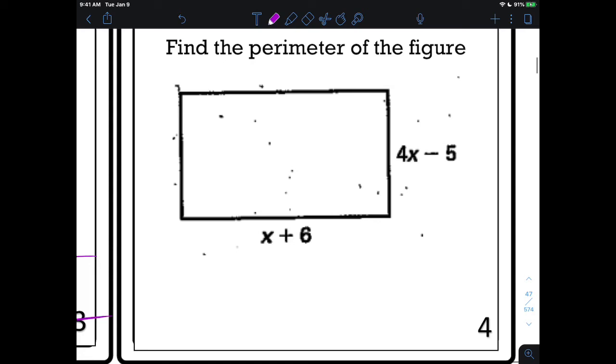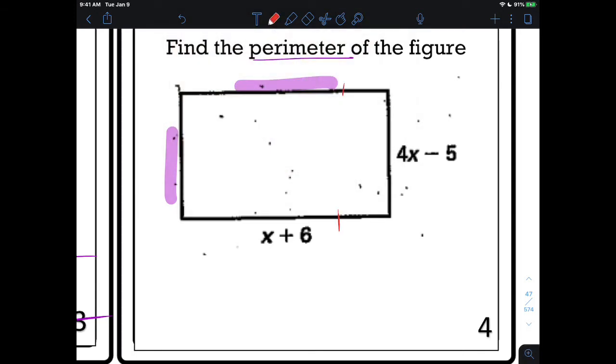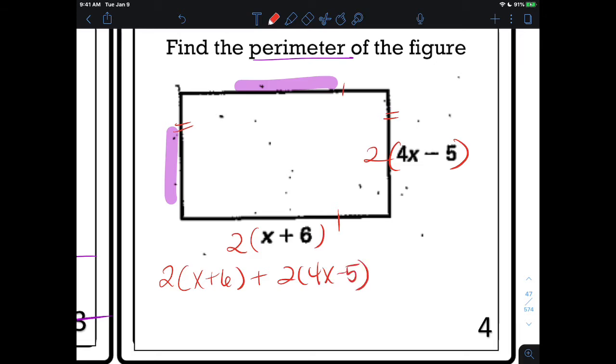So, find the perimeter of the figure, perimeter. Now, the interesting thing about this is they neglected to put in the ones that are here. And because they are complete opposites of each other, and this is a rectangle, I can assume that those two sides are the same, that these two guys are the same. Now, lots of different ways to do this, okay? So I can make a chart, I can write it out. So if I wanted to write it out, I would say I have 2 of these and two of these, right? So 2 parentheses x plus 6 plus 2 parentheses 4x minus 5, right?